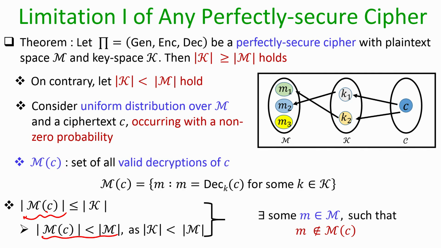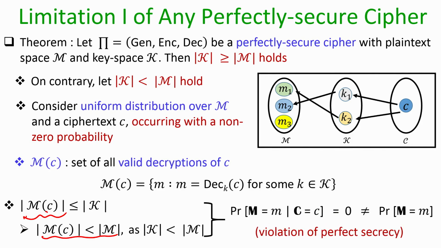What it means here is that there exists at least one message from the message space, the plain text space, which can never lead to the ciphertext C. That means, on decrypting the ciphertext, I will never obtain back that plain text. Again, in this specific example, you can see that the decryption of C can never give you back M3. And that is a violation of the perfect secrecy condition, because the perfect secrecy condition says that if you have a uniform probability distribution over the plain text space, then every ciphertext C which occurs with non-zero probability should be a potential encryption of all candidate messages with equal probabilities.